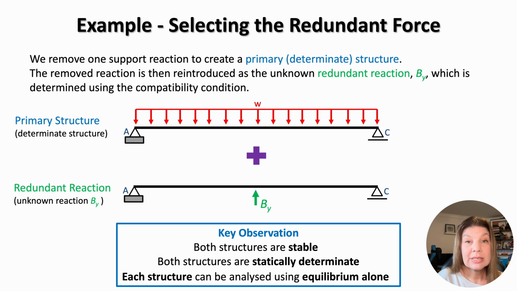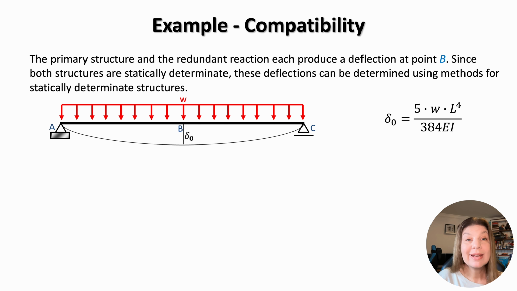Notice that both component systems are stable and statically determinate. And this is what makes the flexibility method possible. We replace one indeterminate problem with two determinate problems. We analyse each separately and then use compatibility to determine the redundant reaction. Now, as you've seen here, I chose By. Could I have chosen something else? Yes, absolutely. But only if that redundant force would have given me stable determinate systems. We'll discuss this later. We've now identified the primary structure and the redundant reaction.